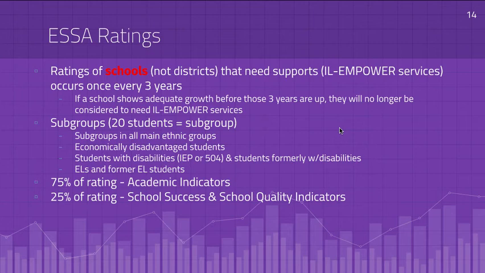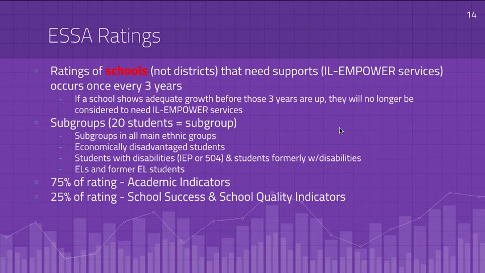And again, when they talk about support, they talk about getting support from those Illinois Empower services. These ratings occur once every 3 years, but if a school does show adequate growth before those 3 years are up, then they will no longer be considered to need those services.